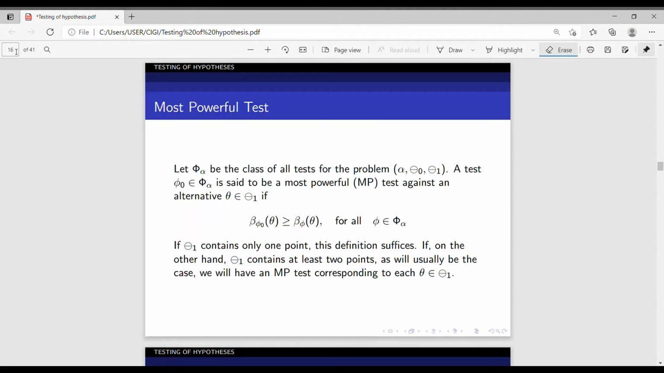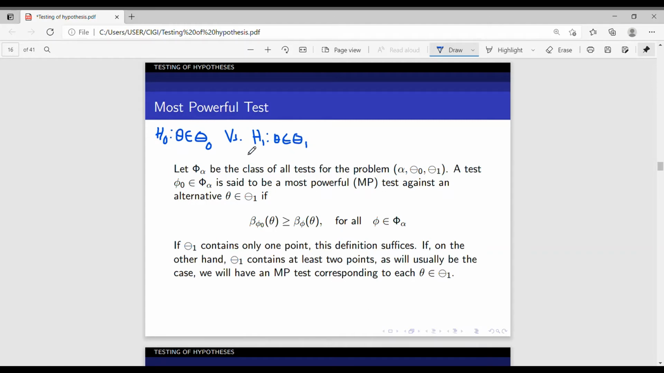Okay, so first let's see when we say a test function phi naught is most powerful. For that, let us consider the collection phi alpha. Let phi alpha be the class of all tests for the problem (alpha, theta naught, theta 1). So here phi alpha is the collection of all test functions with the size alpha for testing a problem of H naught: theta belongs to capital theta naught, against H1, the usual alternative and null hypothesis. These are the general representation.